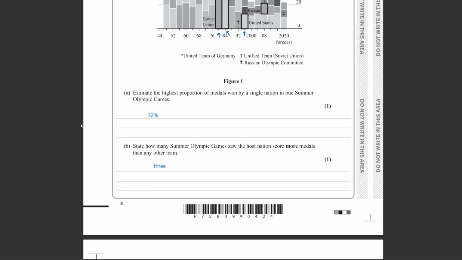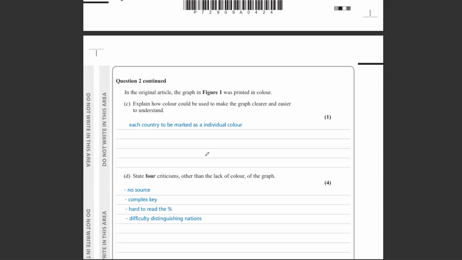In this 7 marks question, you will have a mark for the percentage on the number of hosts, for the color, and for the four criticisms.